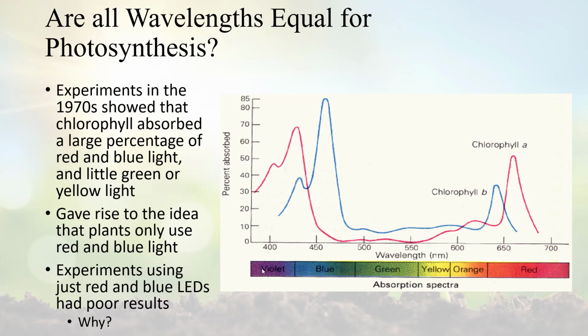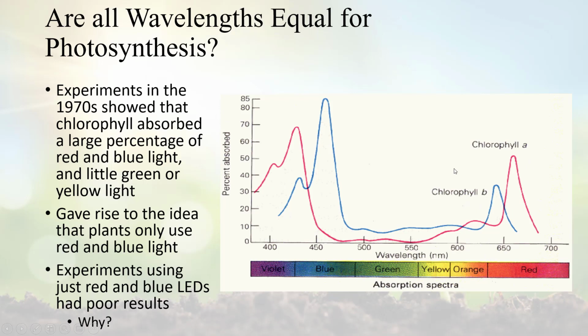This work started in the 1970s. Experiments in the 1970s showed that chlorophyll absorbed a larger percentage of red and blue light and little green or yellow light. If you see here, this is the percentage of light absorbed by chlorophyll. We have peaks for the different types, A and B, in the blue light spectrum, and peaks over in the red.